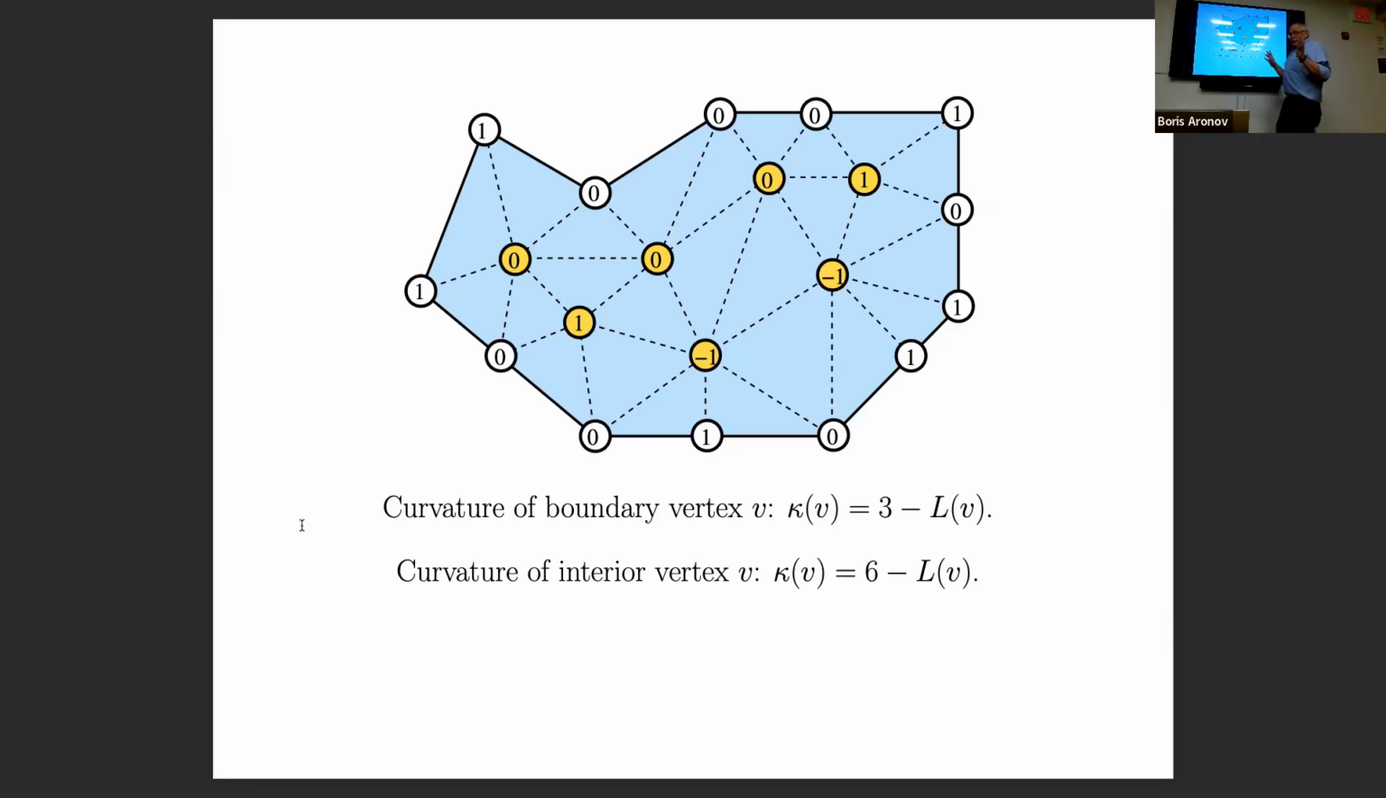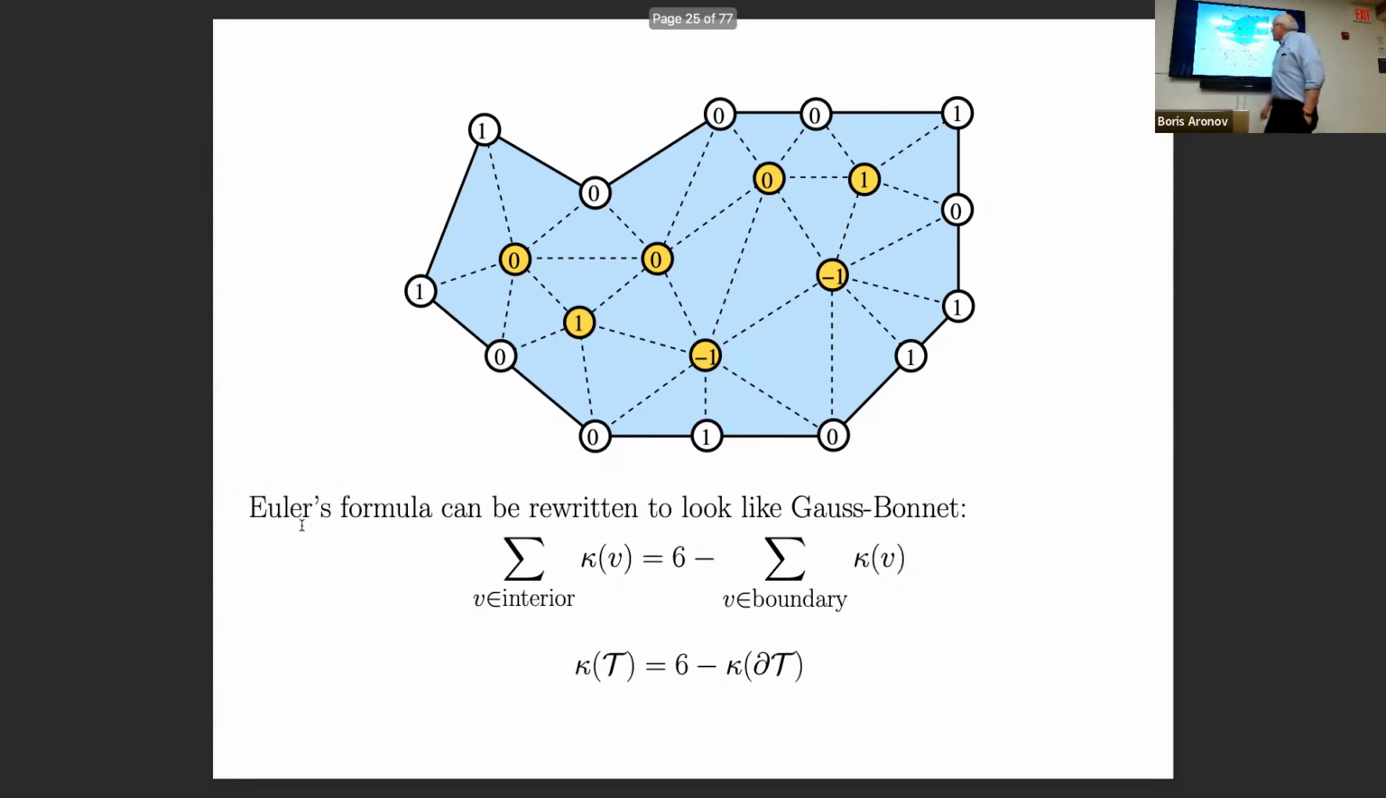And now we take Euler's formula, and we use the fact that every face has 3 edges on it. We can simplify it. And by rewriting it, we can make Euler's formula look like this, that the sum of the interior curvatures looks like 6 minus the sum of the boundary curvatures. And so to someone from Stony Brook, where they like differential geometry, this looks like the Gauss-Bonnet theorem, that the integral of the interior curvatures is a topological constant minus the integral of the boundary curvatures.